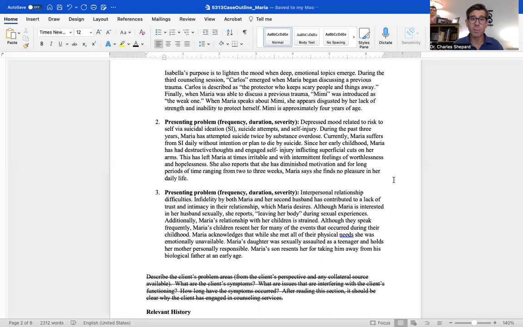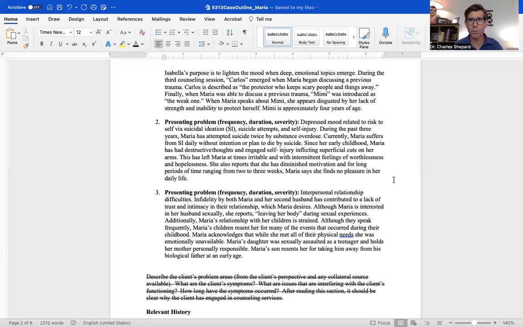Since her early childhood, Maria has had destructive thoughts and engaged in self-injury, inflicting superficial cuts on her arms. This has left Maria at times irritable and with intermittent feelings of worthlessness and hopelessness. She also reports that she has diminished motivation for long periods of time, ranging from 2 to 3 weeks. And Maria says she finds no pleasure in her daily life. So heads up on the anhedonia.